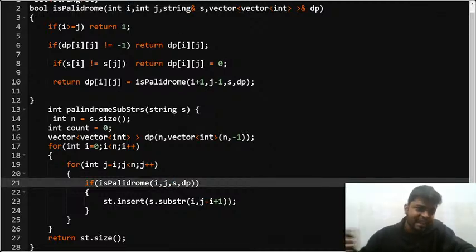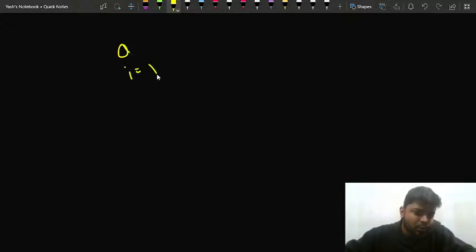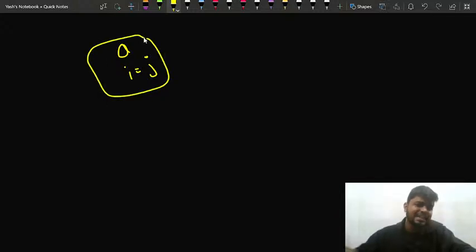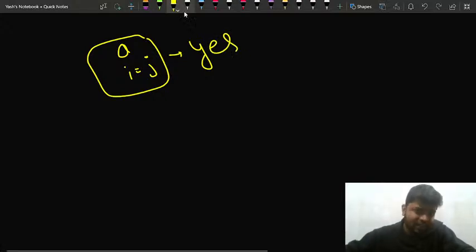Yeah, this is memoization, the top-down approach. What I would say is, if there is just one single character, if my I is equal to j, is this a substring? Yes, it is. So I'll return true, or I will return 1 for it.